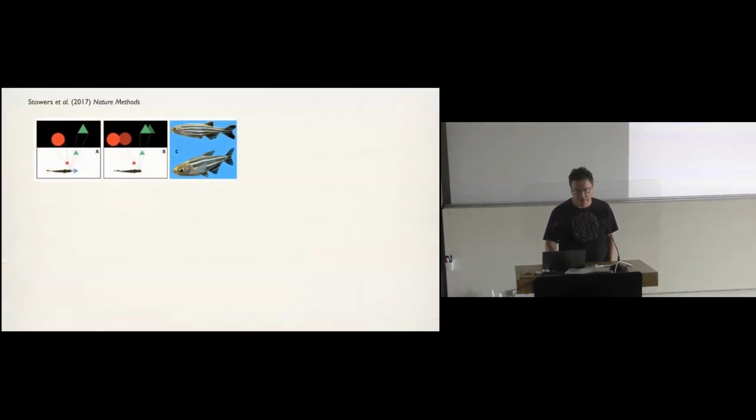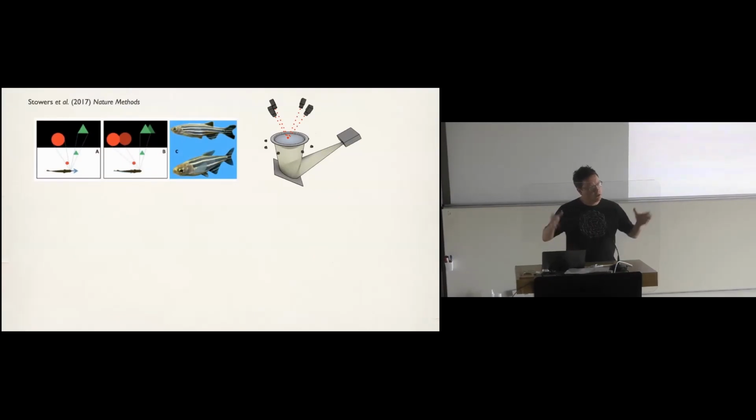We created this virtual reality system where we could have a real zebrafish and a virtual zebrafish. We could control for distortion. We track the animal at 100 hertz. We project at 100 hertz. So we have a very high accuracy closed loop feedback.